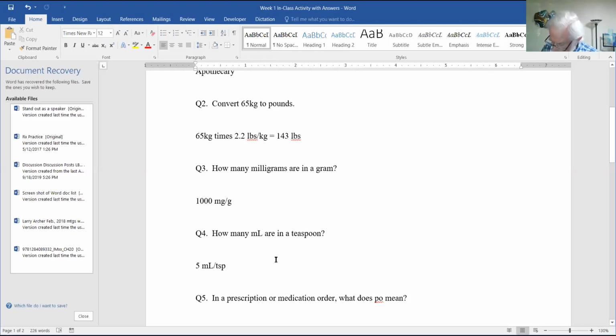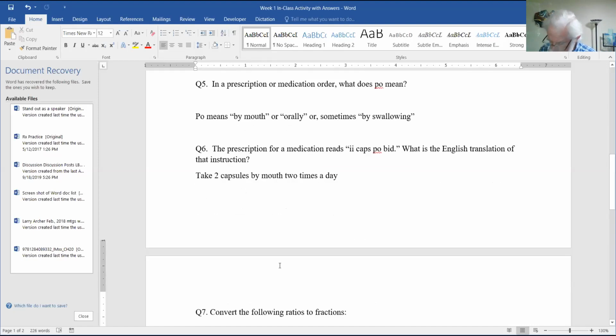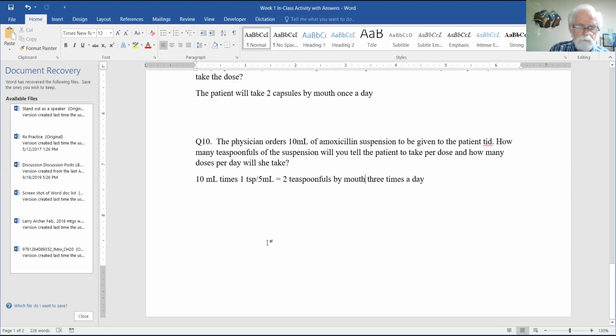And the other one was question 10. So we're dividing the number of milliliters by 5 milliliters per teaspoon to calculate teaspoonfuls. That was definitely an error. I should have caught that one. I didn't cross multiply very well. Right. And that's pretty good.